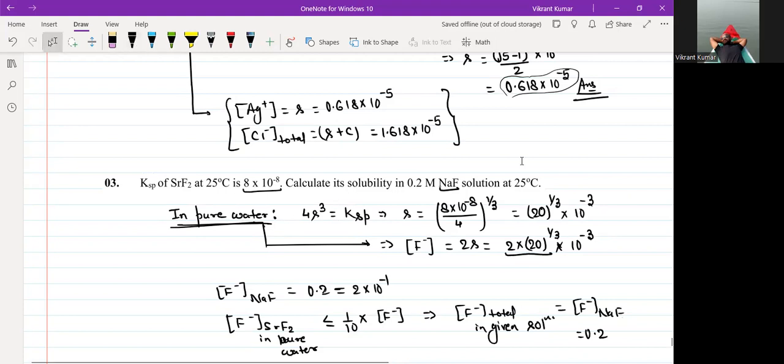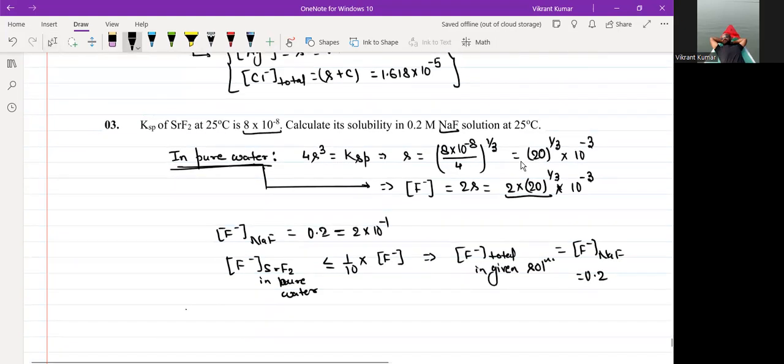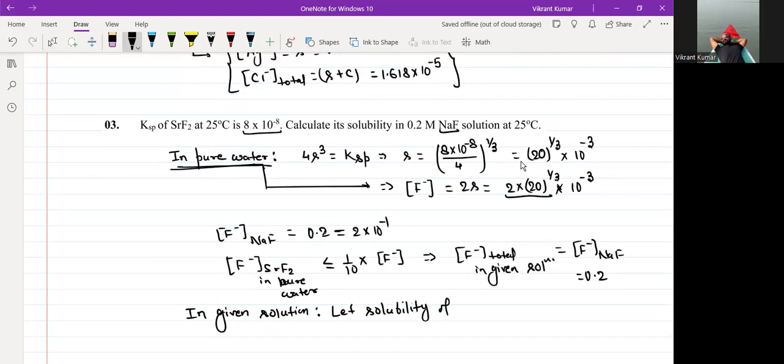Now we'll be writing in given solution, after taking the in given solution, let solubility of SrF2 be, कुछ S1 assume कर लो क्योंकि पहले ही ऐसा assume किया हुआ था.